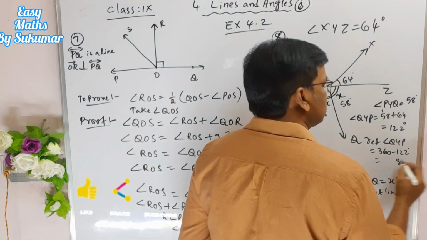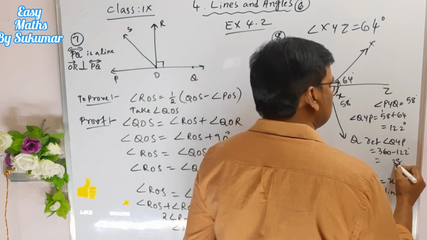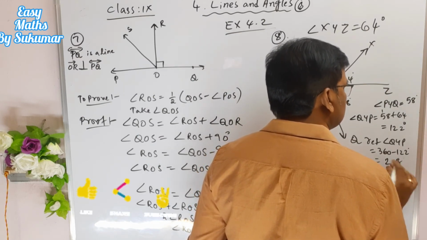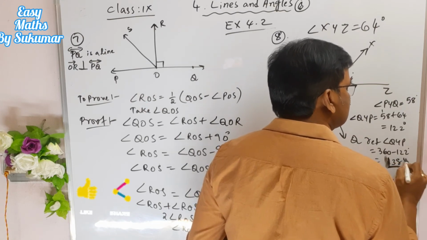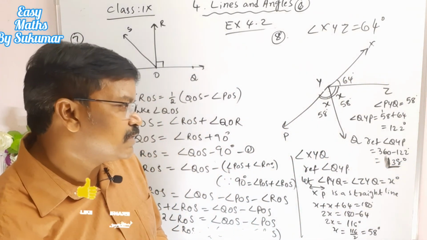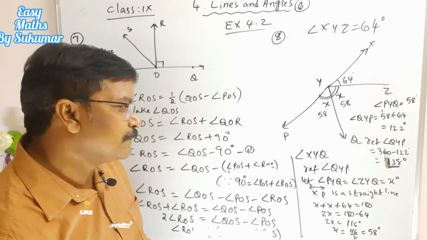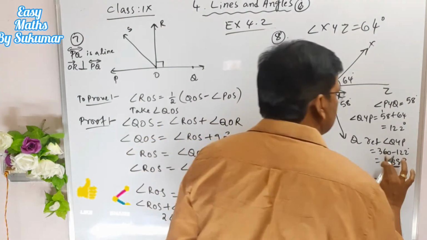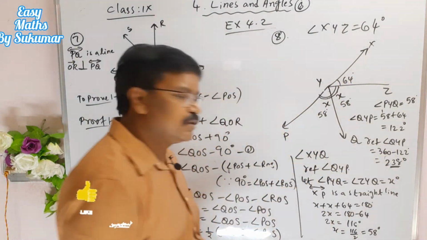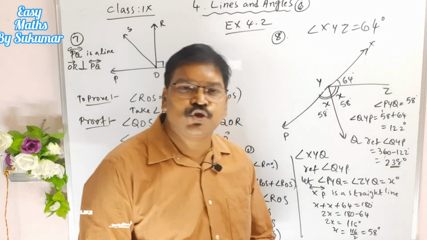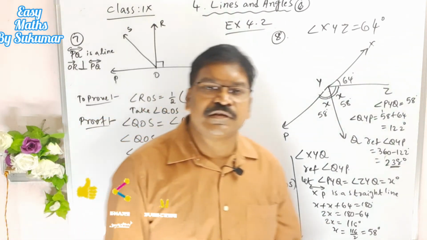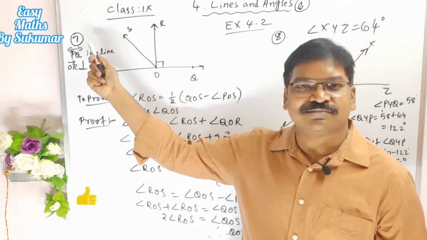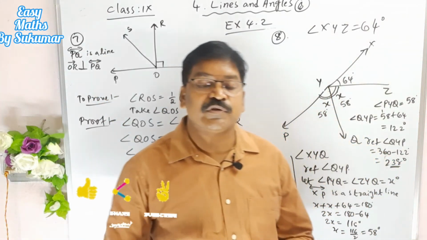So 10 minus 2 is 8. Here 5 minus 2 is 3. 3 minus 1 is 2. No, 238 only, right? 238 degrees. So this is the reflex of angle QYP. So this is the end of this exercise, my dear students. I hope you understand all the sums. This is an important sum. This sum is important for summative exams.